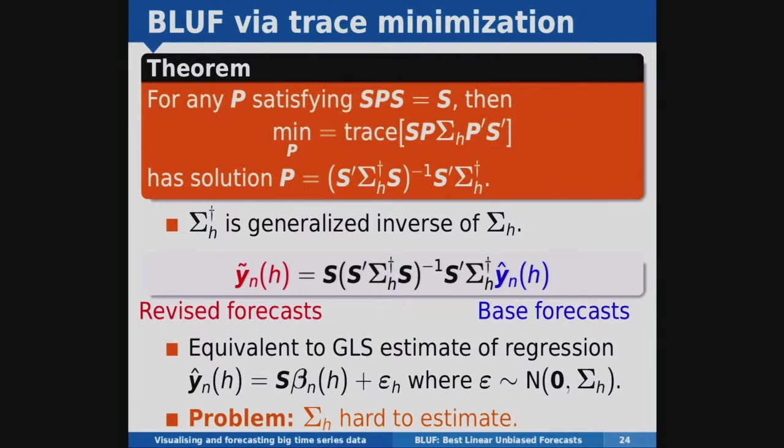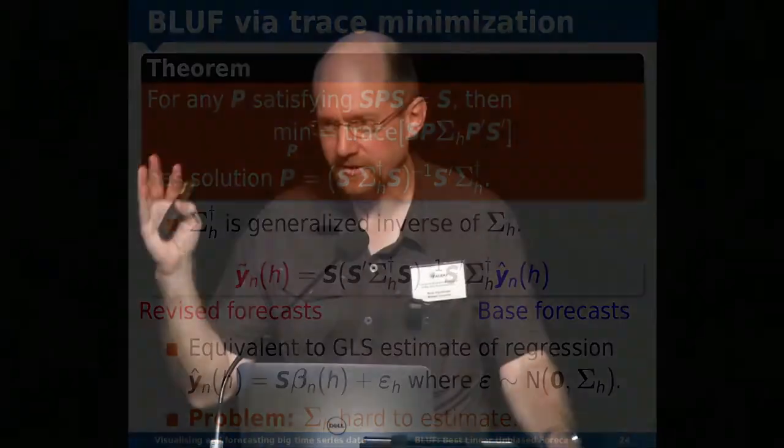We generated those bottom level forecasts from some algorithm. We don't know what the variance of the forecast is. Besides which, if I have a million time series that I'm forecasting, then this matrix is a million by a million, or more when I add in the aggregates, and so you can't even estimate it very well. So that's a problem. Okay, so what are we going to do about it?